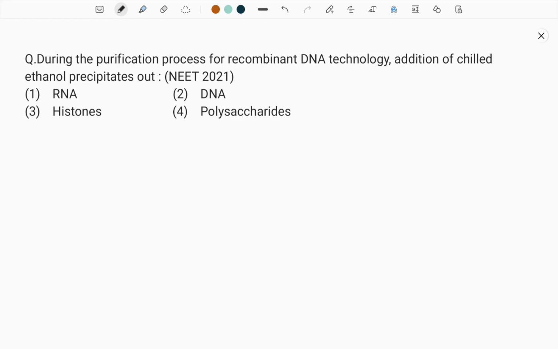We have a question here from Biotechnology: Principles and Processes. During the purification process for recombinant DNA technology, addition of chilled ethanol precipitates out. The question is extracted from the subtopic isolation of the genetic material. First, to obtain the desired DNA, we have to isolate the genetic material from the cell. So, the process here is isolation of genetic material.